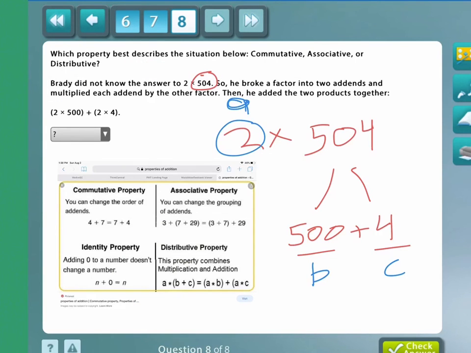All right, Brady didn't know the answer to 2 times 504, so he broke one of the factors into two addends. So what he's got here is 2 times 500 plus 2 times 4. That's the distributive property. You can see here that in the formula, A is 2, and B and C would be the parts of 504. So we're using the distributive property here to find out the answer to this question.